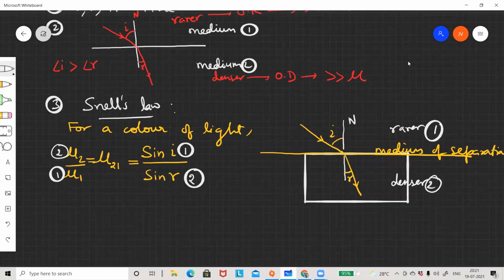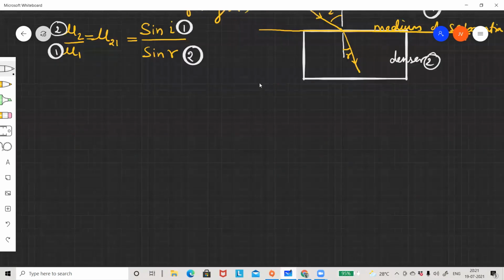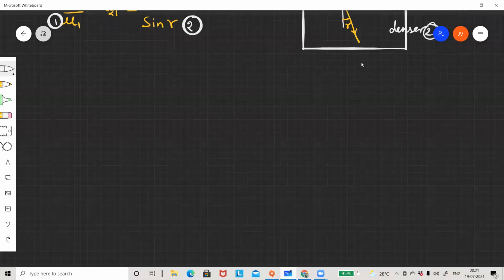That means, in a way, we are trying to understand that the ratio of sine of angle of incidence to sine of angle of refraction actually depends upon the ratio of refractive indices of the two mediums. So these are the laws of refraction. This we did yesterday. Then here we were introduced to the word refractive index.